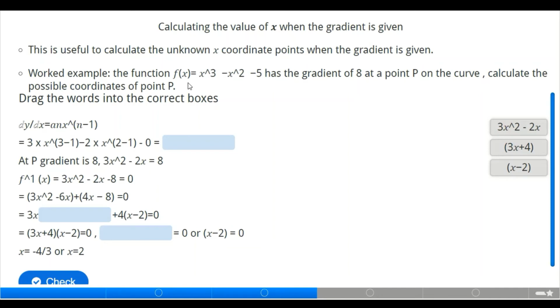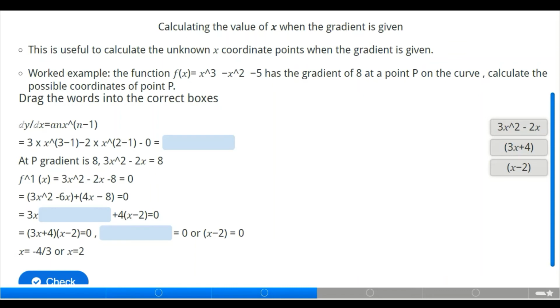Now, the first thing we need to do here is differentiate the very first time. After we are done differentiating, we place the gradient value into it, based on the fact that we are looking for points here. You understand? It's not that we want to know the gradient, but we are looking for a point, that is a coordinate point on the graph. Then after that, we calculate the possible coordinates of point P. So let's start with the first one. Let's differentiate this.